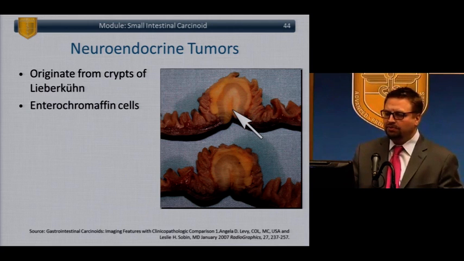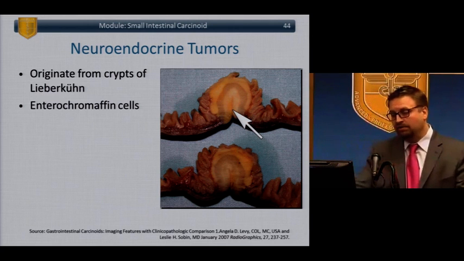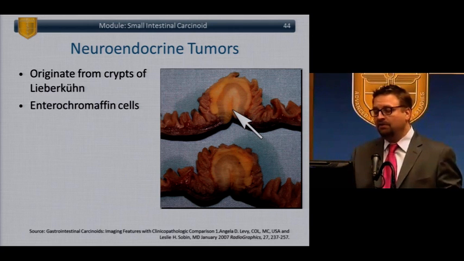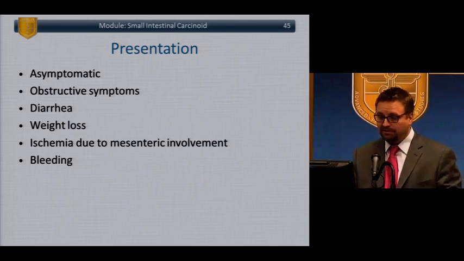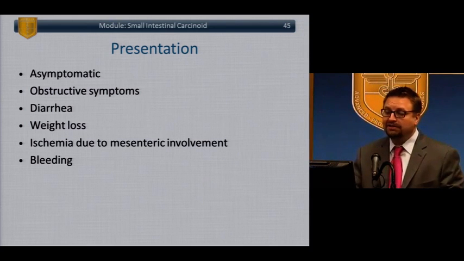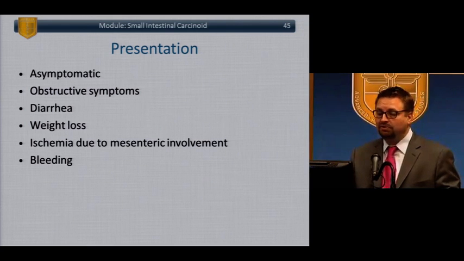So neuroendocrine tumors, to remind ourselves, these are tumors that originate from the crypts of Lieberkühn, the enterochromaffin cells. These are often not seen on endoscopies because they're growing in the wall of the bowel, not on the mucosal surface like with a typical adenocarcinoma. These often are going to be asymptomatic lesions, but as they grow in size can definitely cause obstructive symptoms.